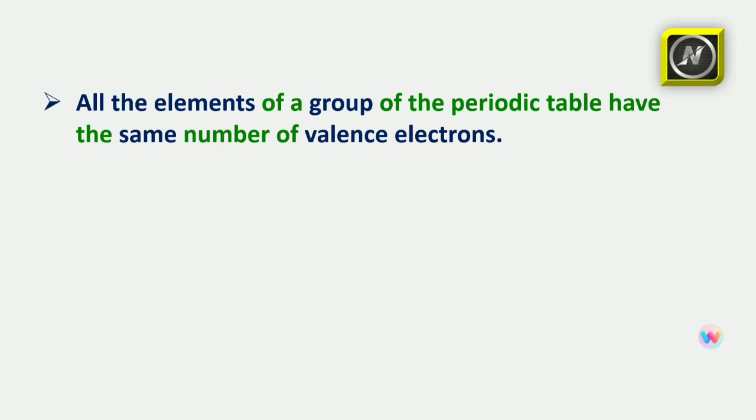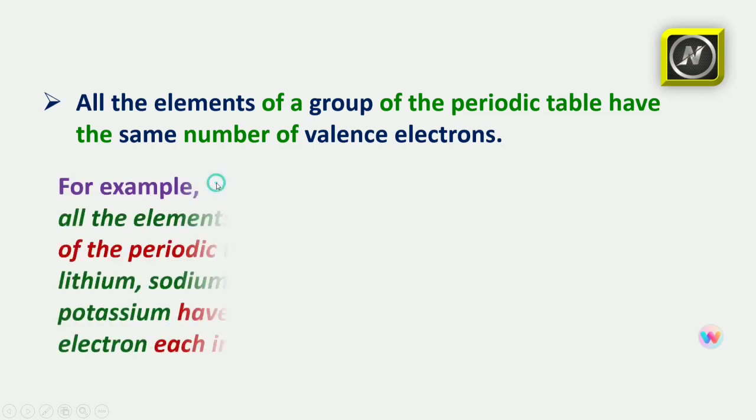So if you go through the groups now, the vertical columns are generally called groups. In groups, all the elements of the group in the periodic table have the same number of valence electrons. If you compare it to the periods, going from left to right, the valence electrons will change, from 1 to 8. But coming to the group, from top to bottom, the elements have the same number of valence electrons.